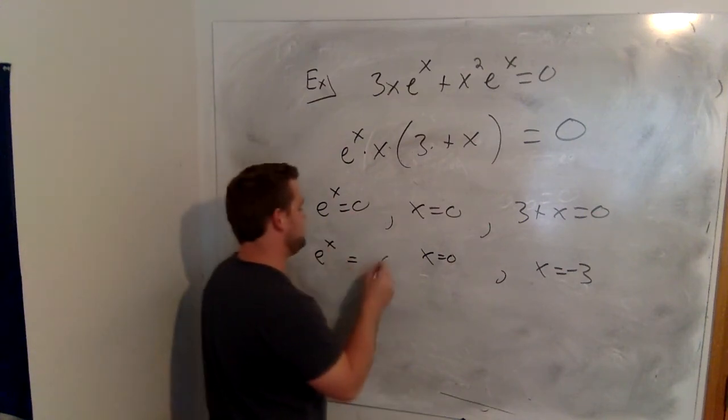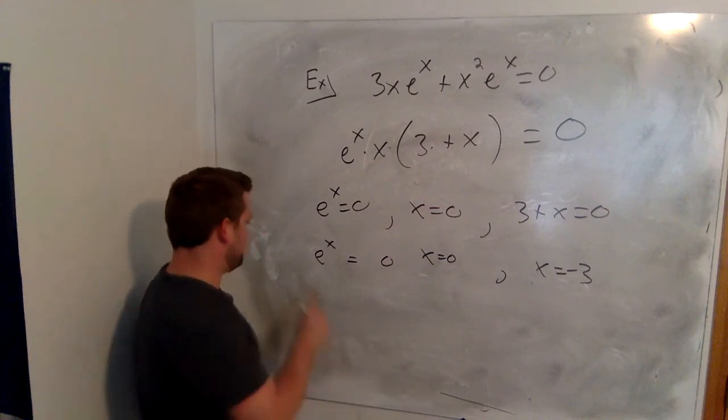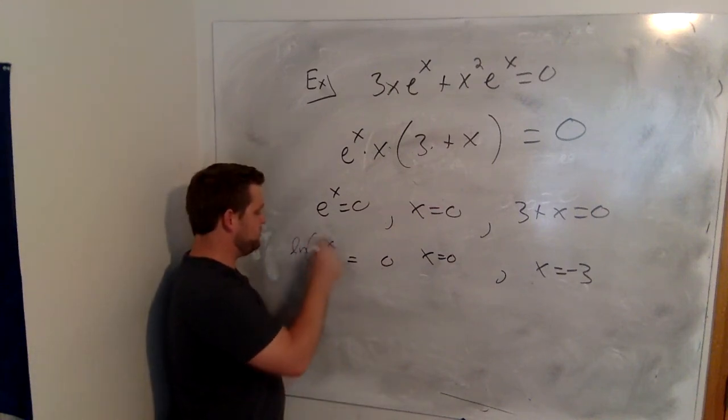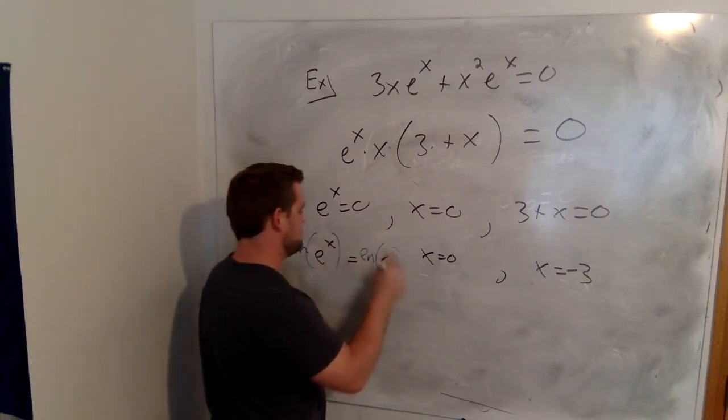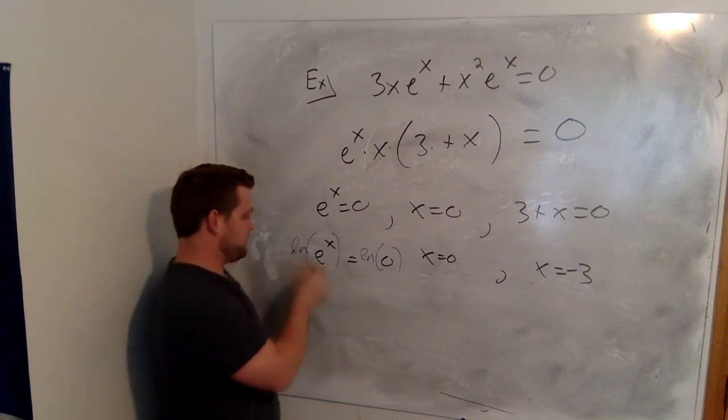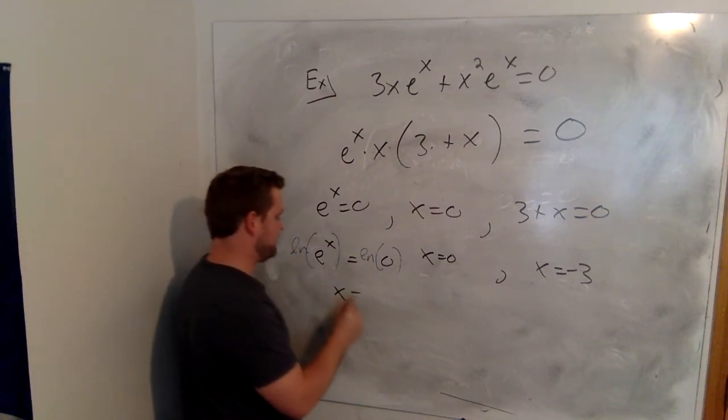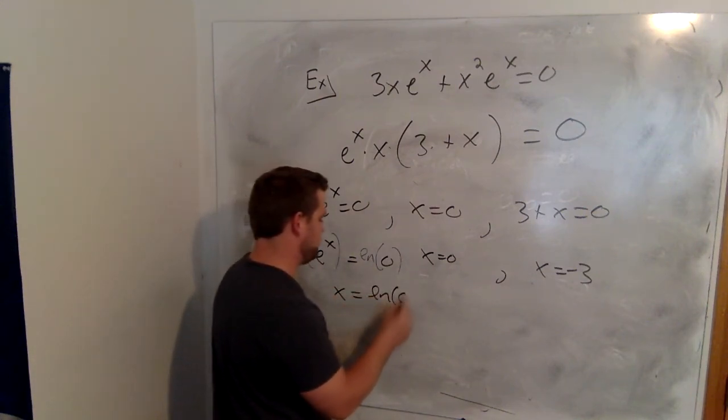So maybe if we're not thinking about it, we could just say, oh, I'll just take the natural log of both sides, which would be fine. Okay, well, these are inverses. They cancel each other out. So x would just be equal to the natural log of 0.